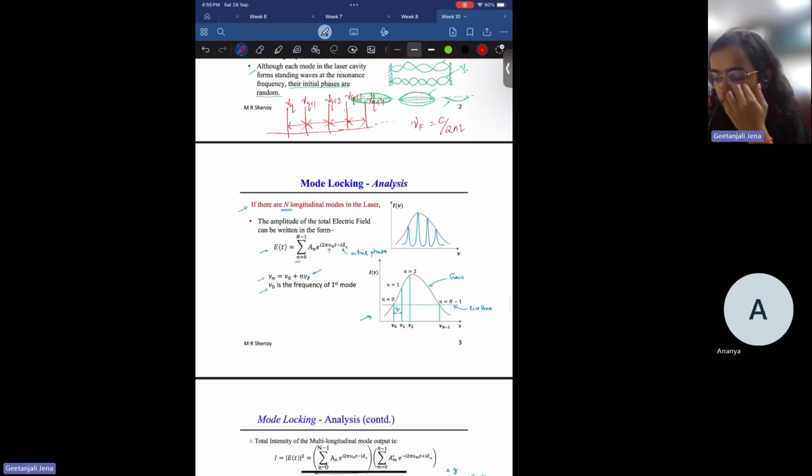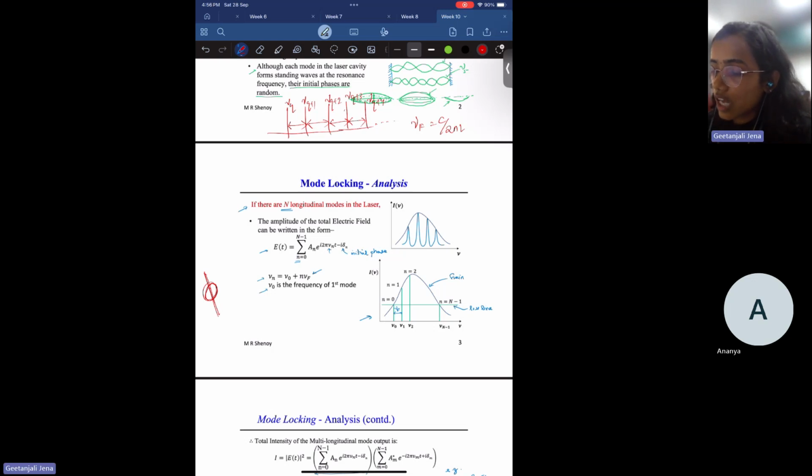So now let us see what will happen when we lock the phase of the system. We take a particular phase and keep the phase of all these modes as phi only. So let us say we fix the phase of these longitudinal modes as phi. We'll see what will happen to the laser output.